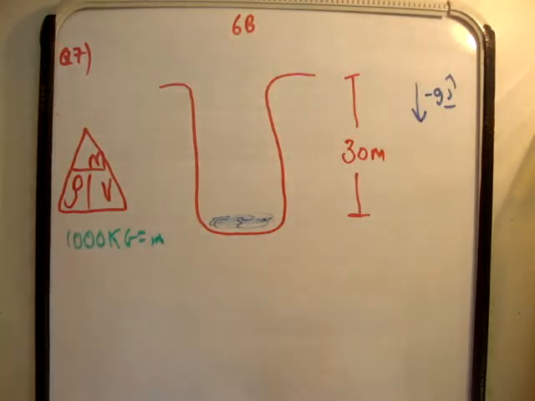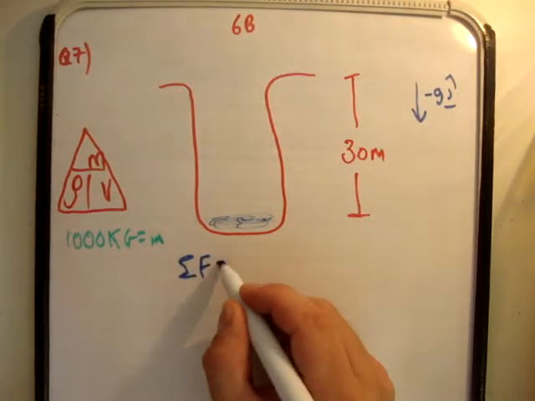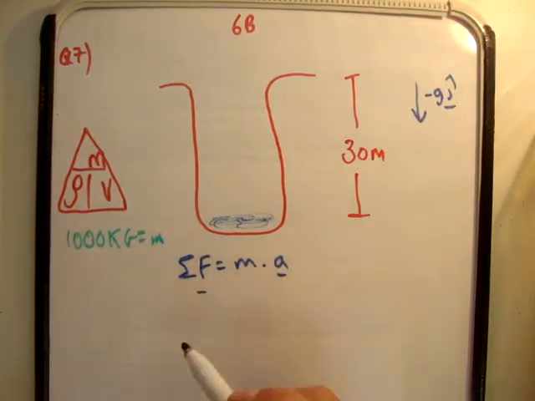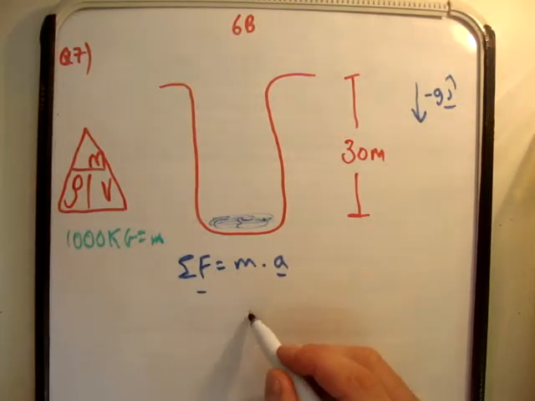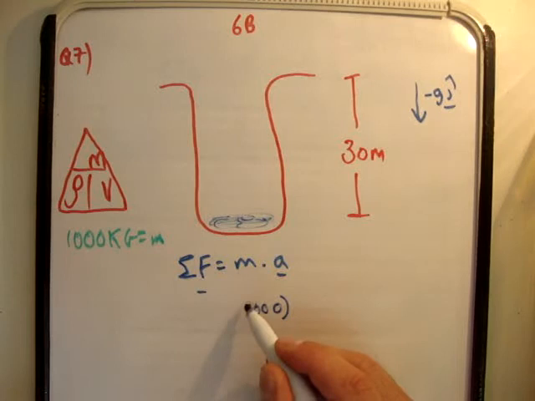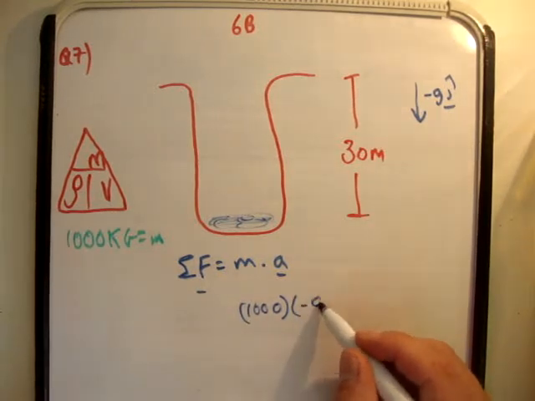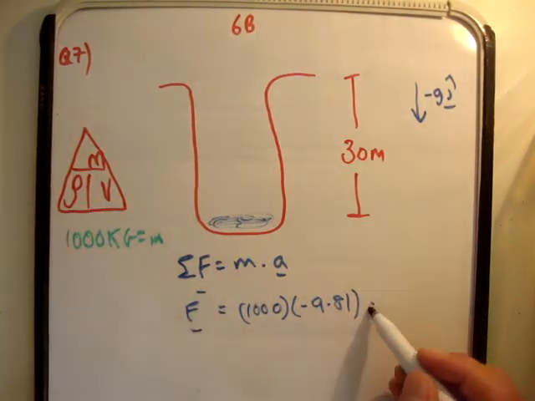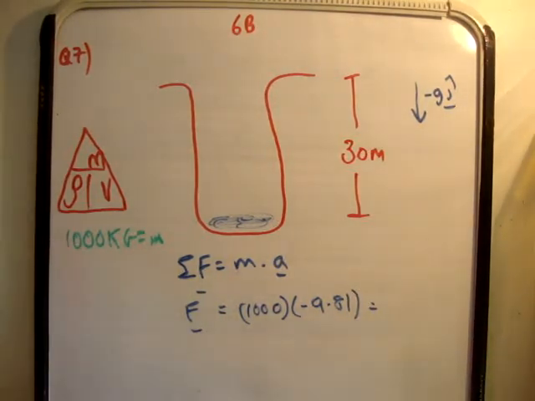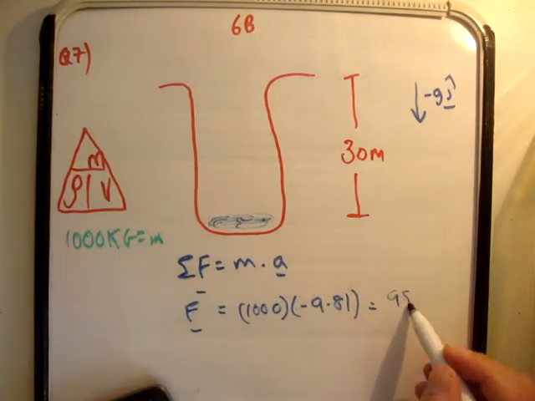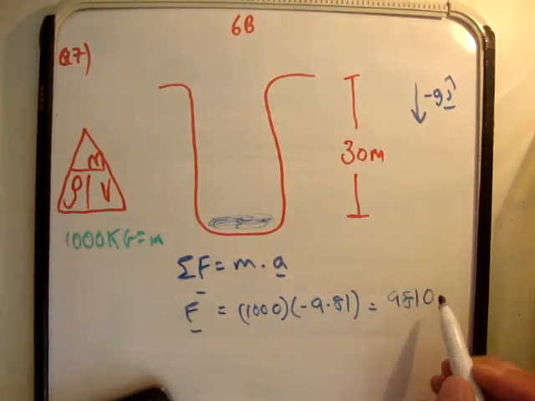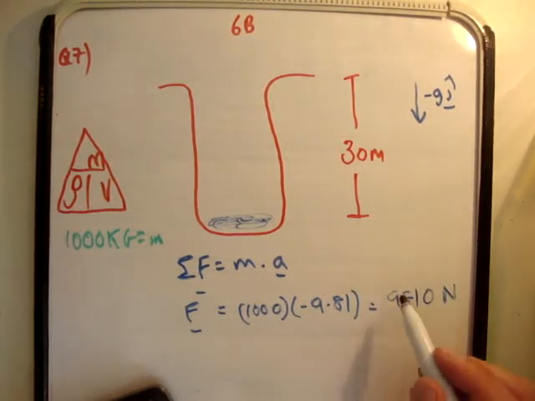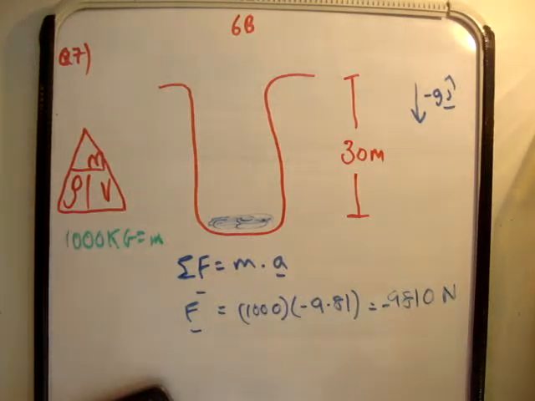Okay, so we know that F is equal to ma, or the sum of the forces is equal to the mass times the acceleration. So the mass is 1,000 kilograms. The acceleration is negative 9.81 meters per second squared, which is gravity. So the sum of the force vectors is 9,810 newtons. It happens to be going in a negative j-hat direction. So that was pretty straightforward.